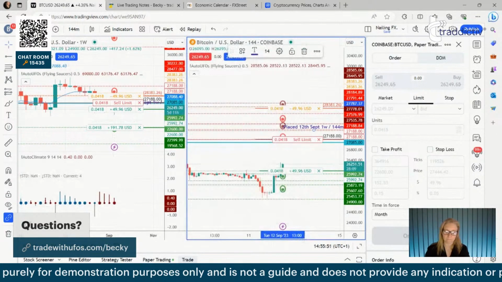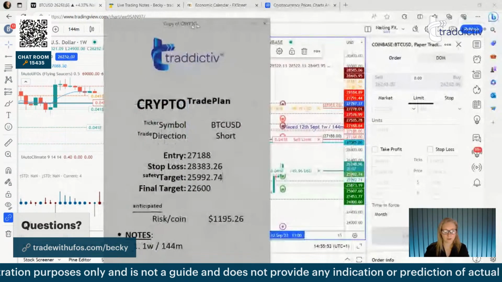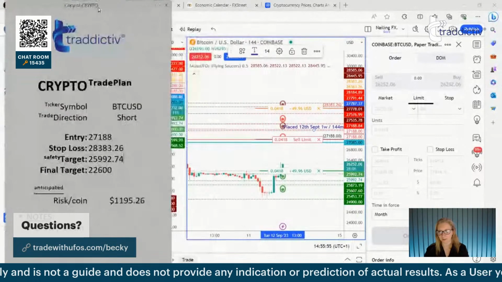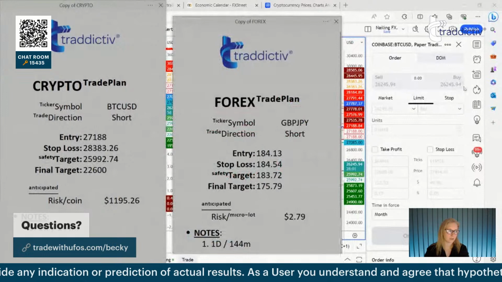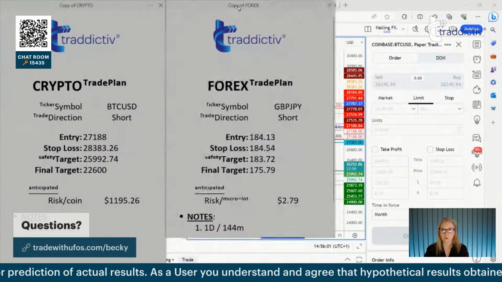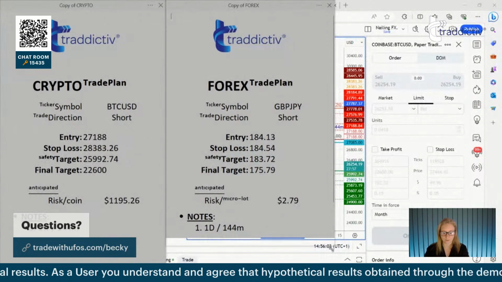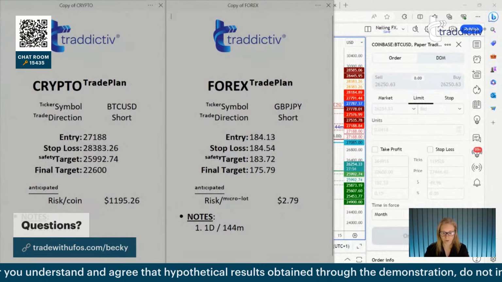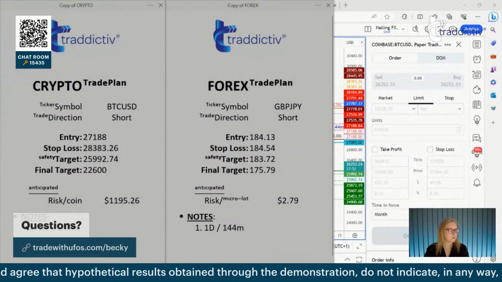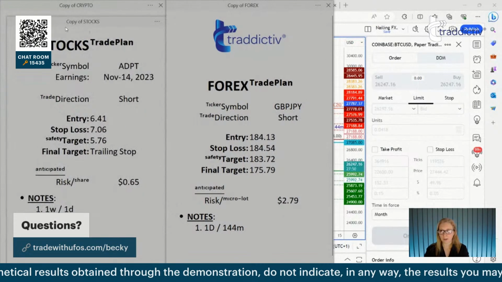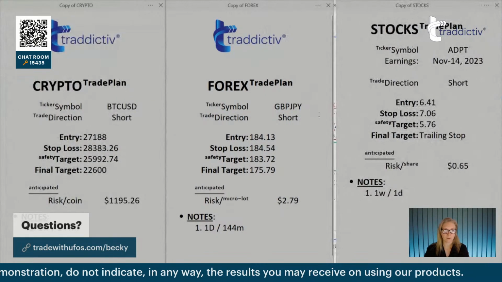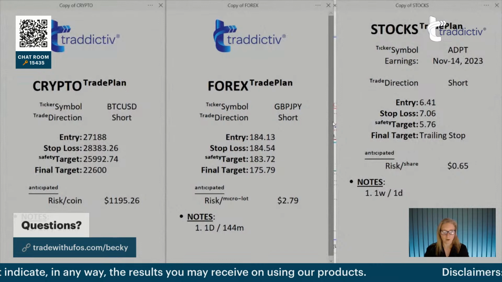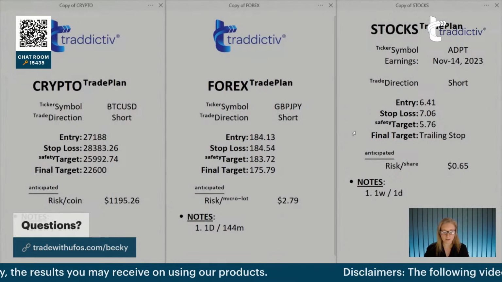And that is our third and final trade of the day, just in time as well, worked out. So that is our crypto trade. We're going short on Bitcoin, US dollar. We have our forex trade, right? So we've done 3 trades. Forex was our first trade that we placed, and we also had a stock trade that we have placed here. So 3 separate trades in 3 separate asset classes.